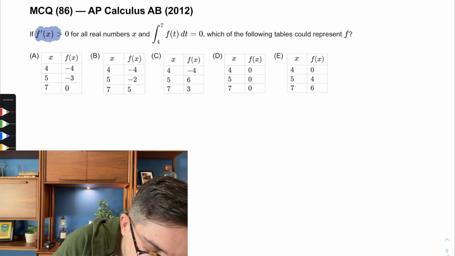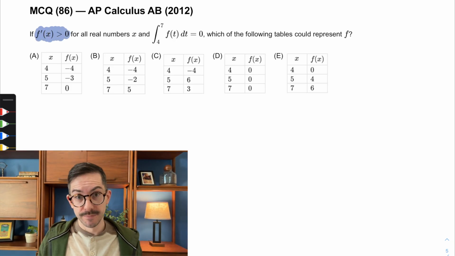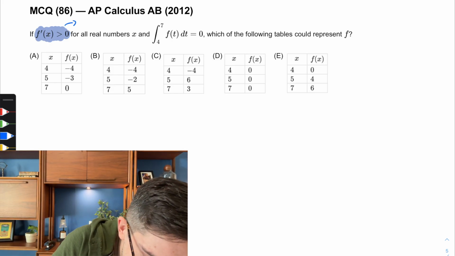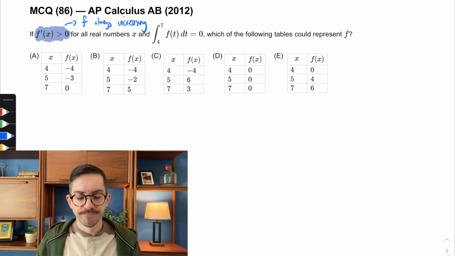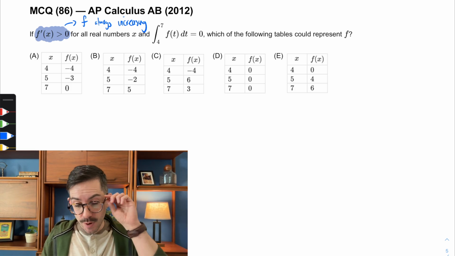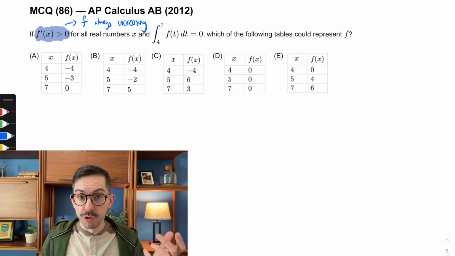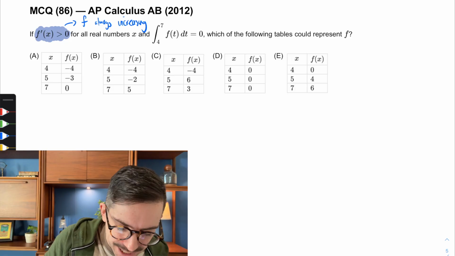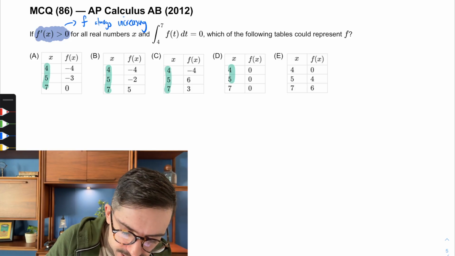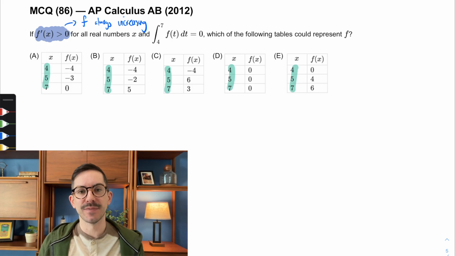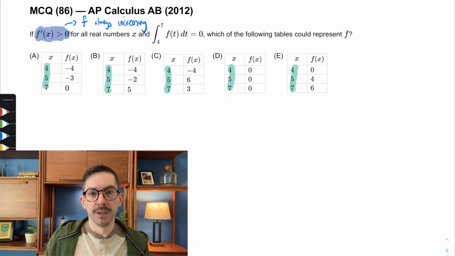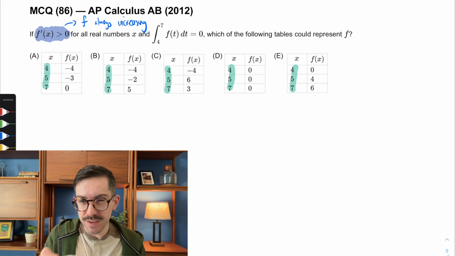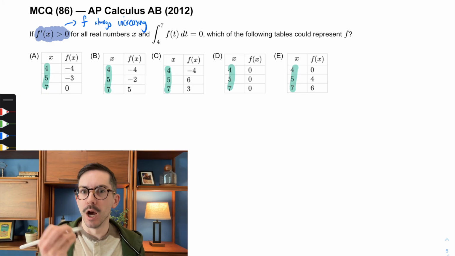We're told that f prime is always positive. So that means that f, the function itself, will always be increasing. That's a nice property to know about f, and we can use that already to rule out some of these tables. Because notice that my x values in every table are 4, 5, and 7. So as I go down my table, my x values are increasing, 4 to 5 to 7. So let's see what my f of x values are doing as x is increasing. Well, if f is supposed to be increasing, those values should be going up as well.